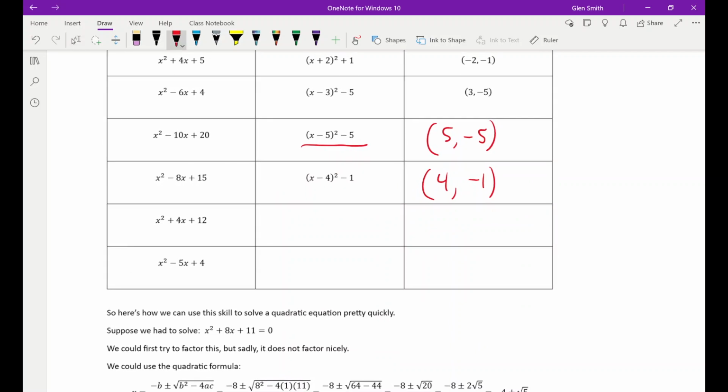All right. X squared plus 4x plus 12 tells me it's going to be plus 2 squared. That's what the 4 tells me. And that's going to give me a plus 4 at the end, but I need a plus 12. So that's a plus 8. And that's going to put the vertex at negative 2, positive 8.